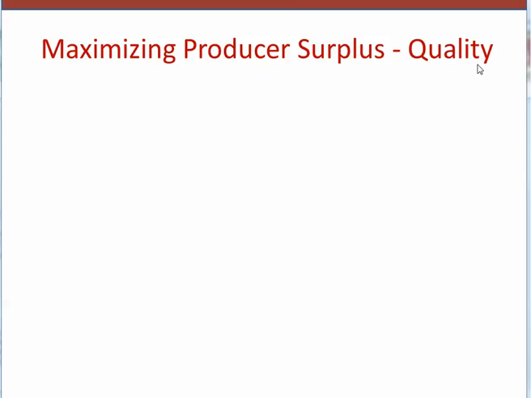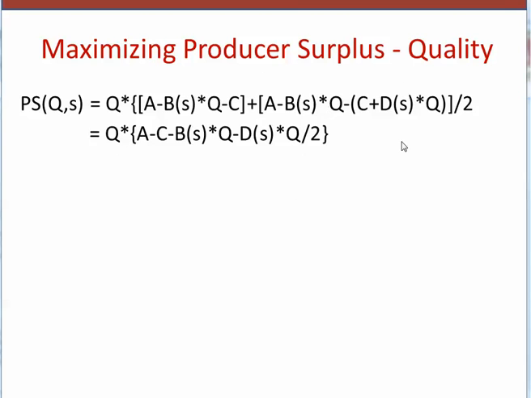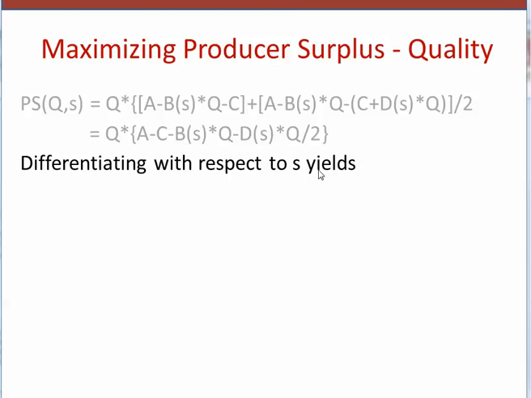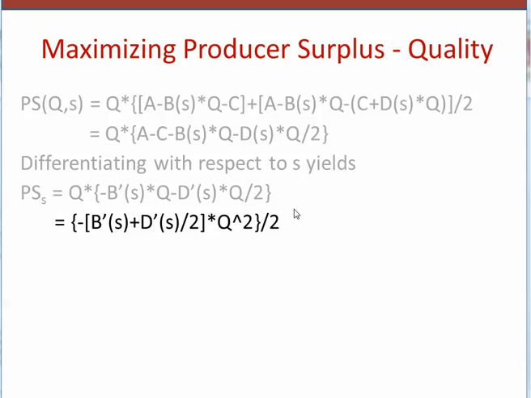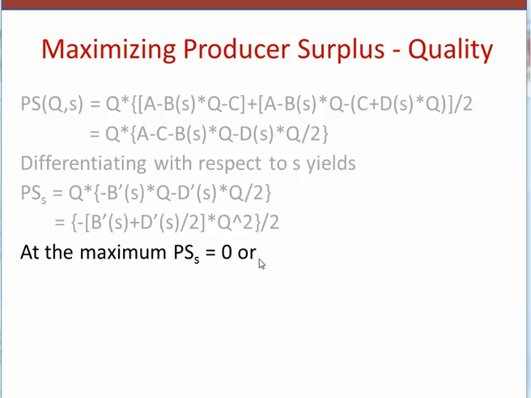Now we're going to try to maximize with respect to quality, and hopefully my typos don't exist here. So there's producer surplus again. We're going to differentiate with respect to S. Hooray, it says S. And so we're taking the derivative of producer surplus with respect to S. S enters into the B term over here and the D term over here. So there's the minus B prime of S times Q, and then it's minus D prime of S times Q over 2. And we're just going to isolate the terms that have the S in them. So it's minus B prime plus D prime over 2 times Q squared over 2. That's what the derivative of producer surplus is.